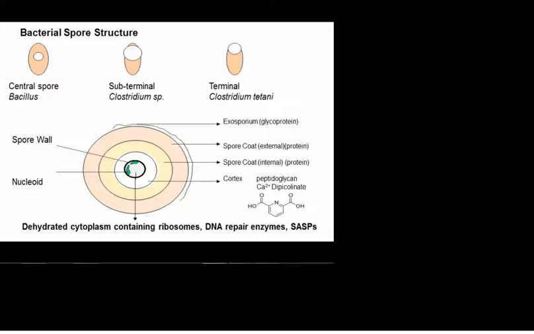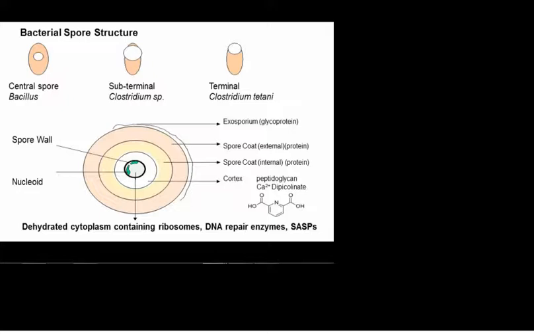On the inside, you have a cortex, which is a thick layer of peptidoglycan, just like the cell wall. But in addition to that, it has a small molecule called dipicolinic acid, complexed with calcium. For a long time, this was thought to be necessary for heat resistance. But in fact, mutants have been obtained that do not express dipicolinic acid, and apparently they are still heat resistant.